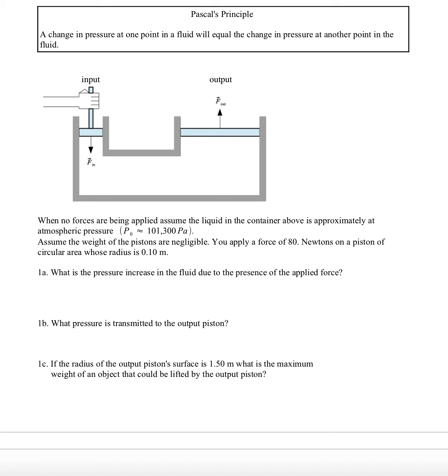If you take a look at this hydraulic system, a force is being applied through an input piston. That's simply a surface in contact with a fluid. There's an output piston which feels an output force from the fluid. Now it says when no forces are being applied, assume the liquid in the container is approximately at atmospheric pressure at the top of the fluid.